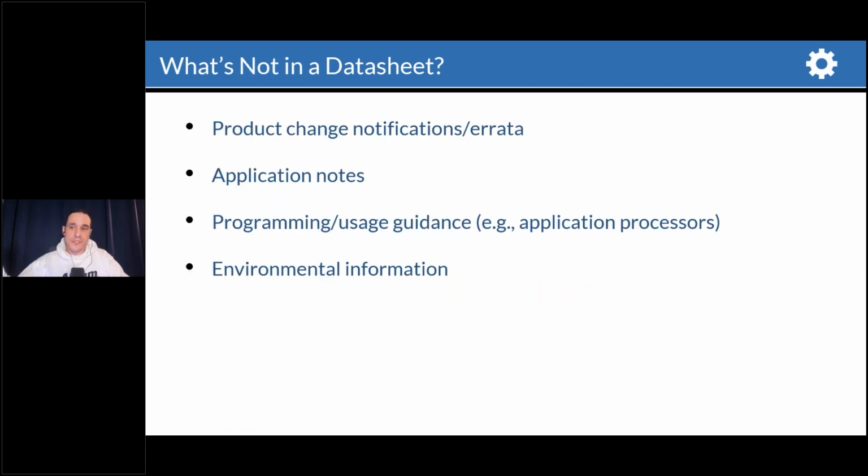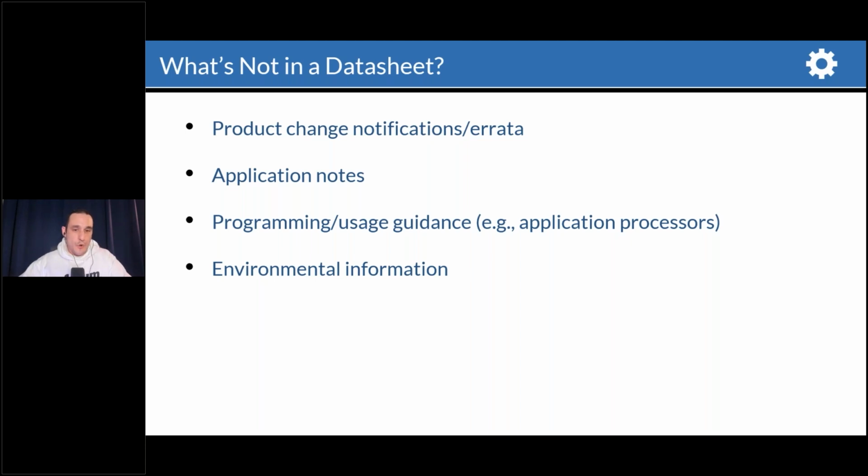So next, what's not in a data sheet? Well, one piece of information is product change notifications, or errata. The errata is sometimes called silicon errata. Application notes are, of course, not a data sheet, but sometimes you will see some applications information in data sheets. So the applications information and application notes are actually quite different.